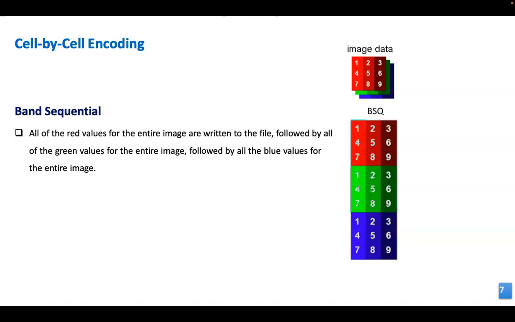Band sequential: all the red values for the entire image are written to the file, followed by all the green values for the entire image, followed by all the blue values for the entire image. So this is called band sequential encoding.